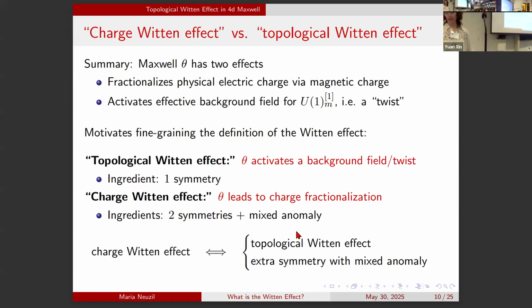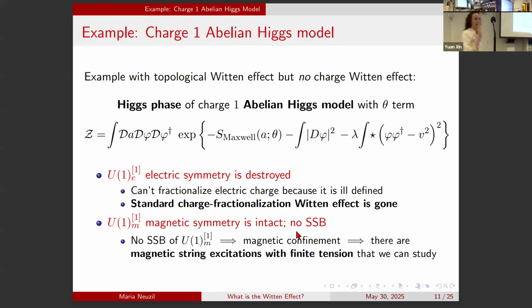And in fact, I'll show you an example right now where you have the topological Witten effect, but no charge Witten effect. And this example is going to be the Higgs phase of the charge 1 abelian Higgs model with a theta term. So it's just the usual Maxwell action. The theta is coming from Maxwell, and then we have this unit charge scalar that's going to condense.